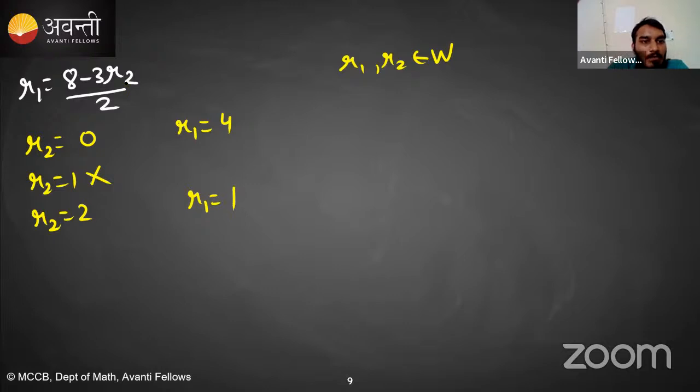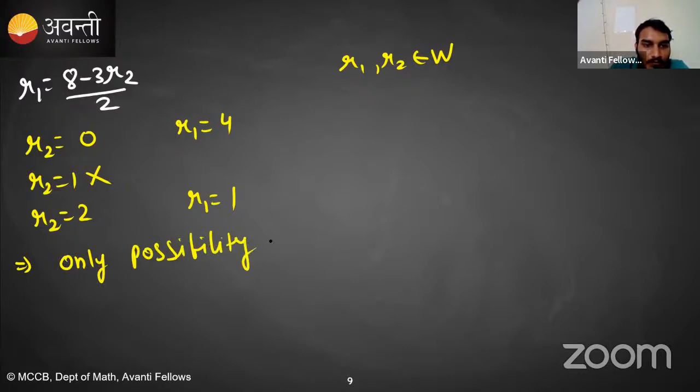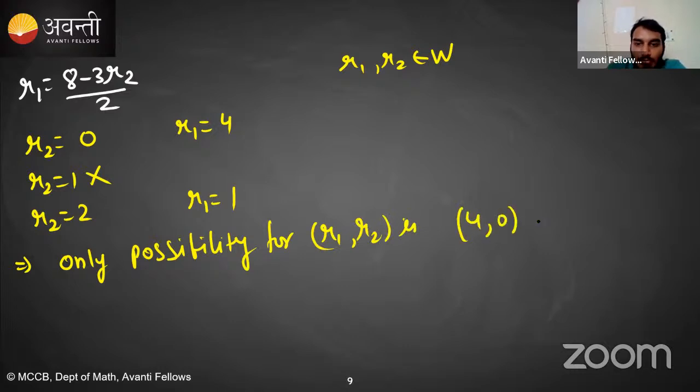And r2 cannot now become 3, right? Because r1 will become a negative number. So it implies the only possibility for r1, r2 is: r1 can become 4, r2 can become 0, or r1 can become 1, r2 can become 2. Clear? Is this clear?